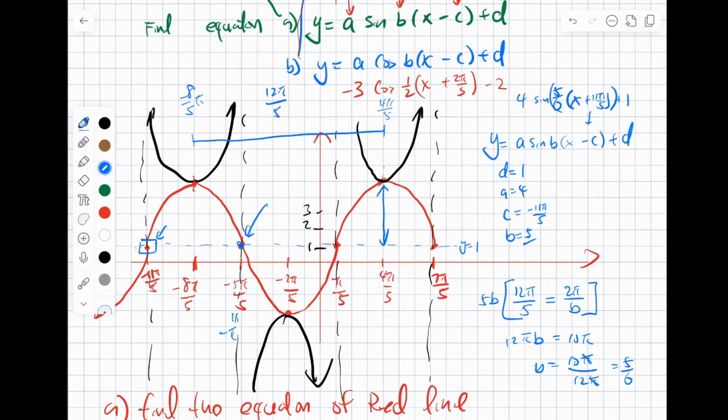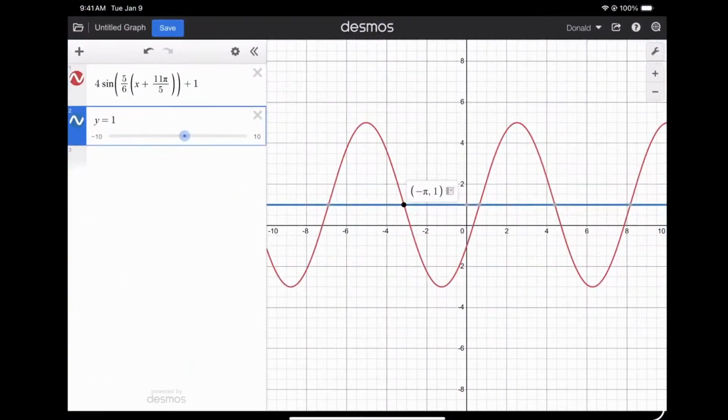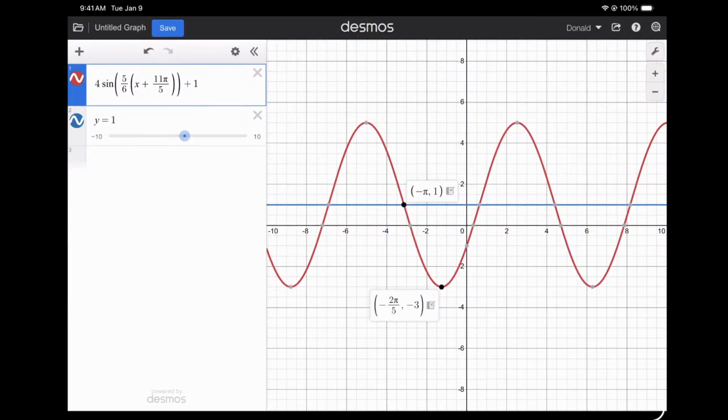You need a 2 or 3 consecutive points. This point is going to be negative 2 pi over 5 and negative 3. So negative 2 pi over 5, negative 3. Let's see if this is true. Negative 2 pi over 5 and negative 3. That's correct also. Does this make sense? Chase, do you understand?